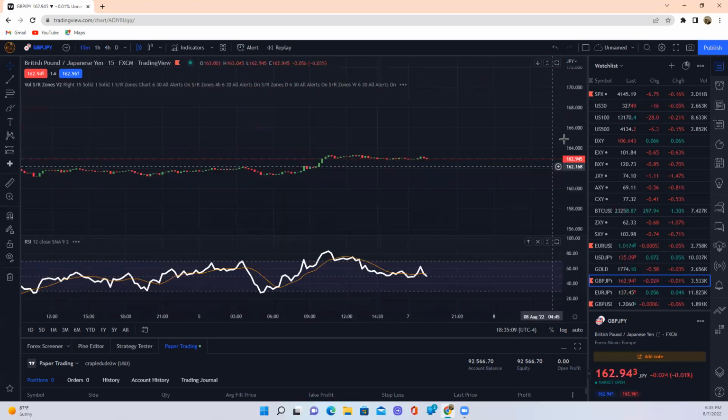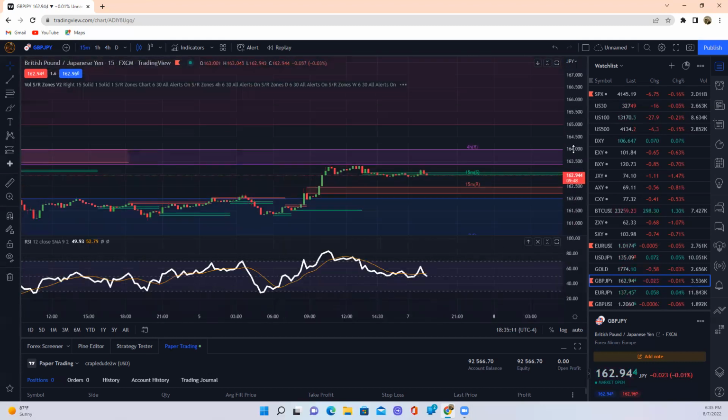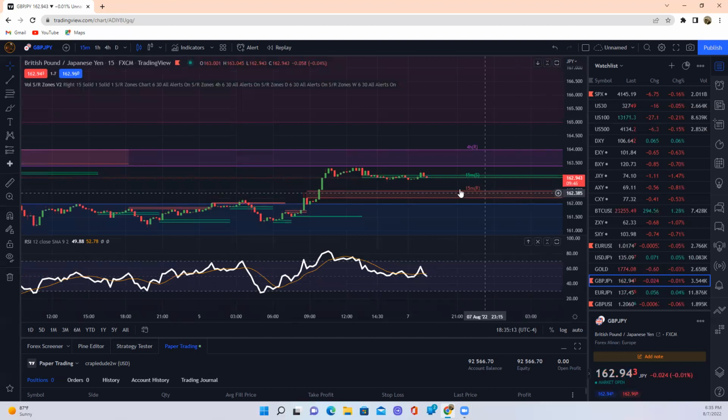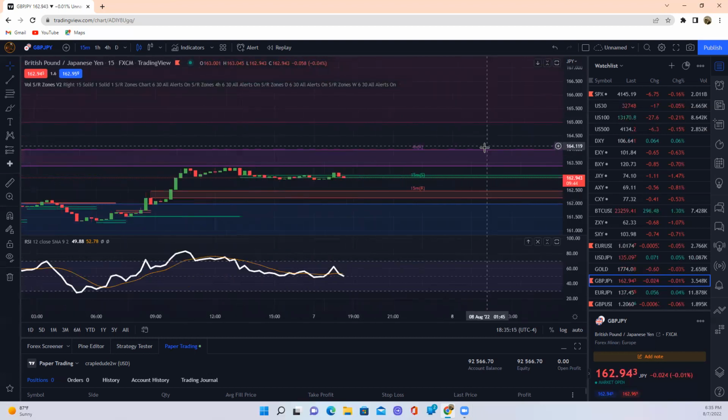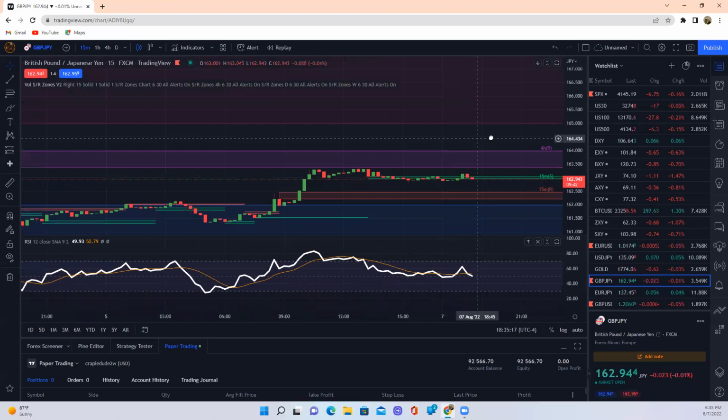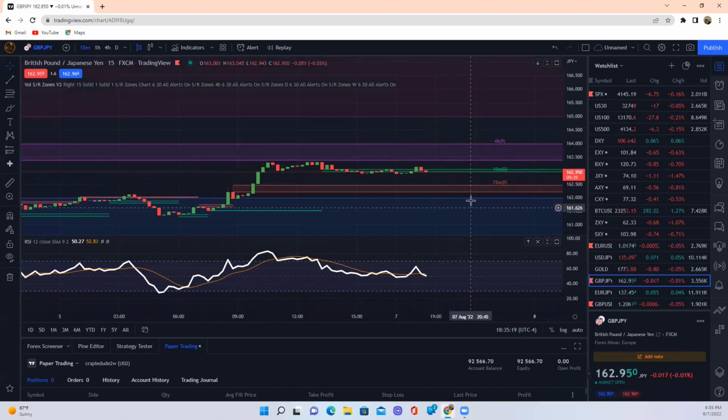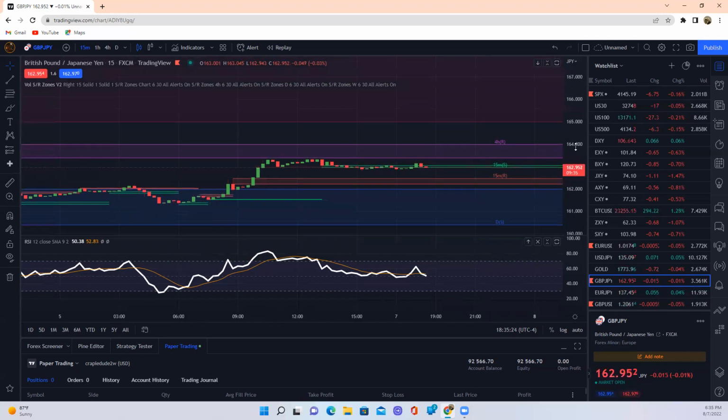All right, so when we go down to the 15-minute, take a look here. This is going to be our main trading time frame. The 15-minute is where we're basically looking to trade off of for the most part. And as we can see on this 15-minute, price is basically ranging for the most part between these levels right here.